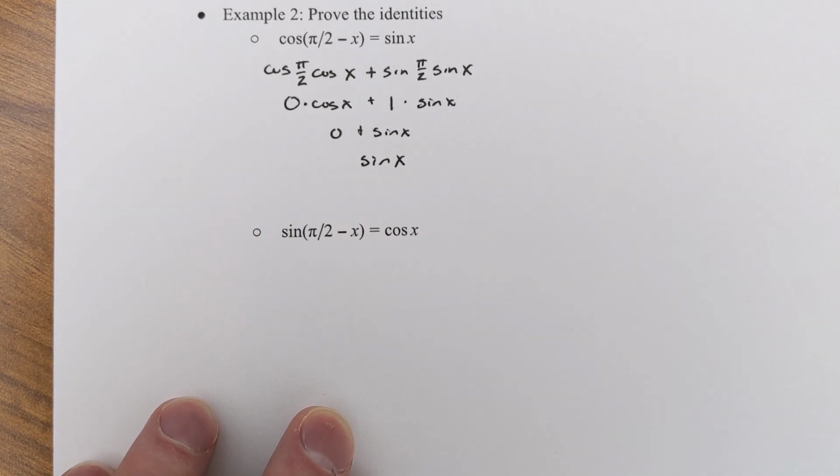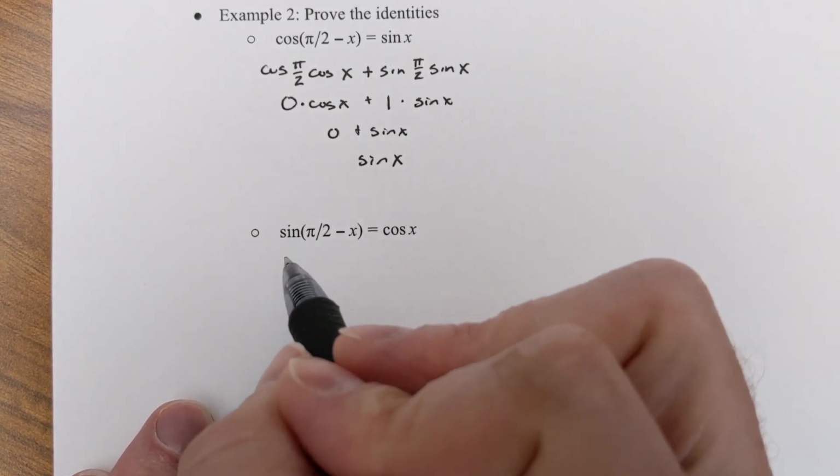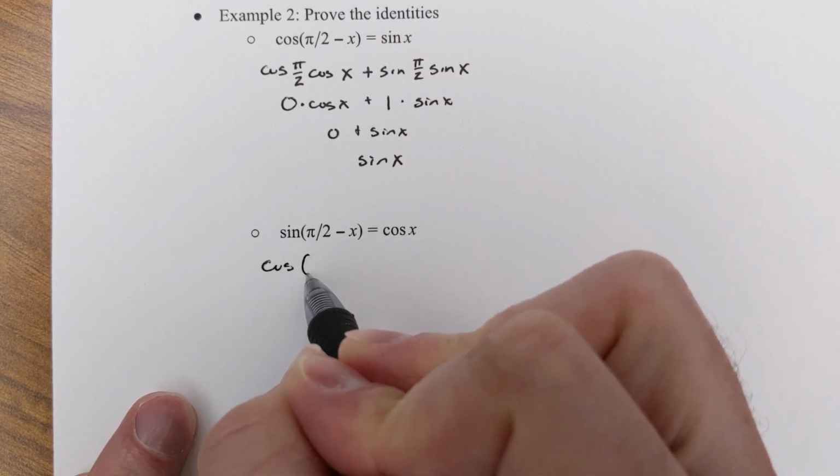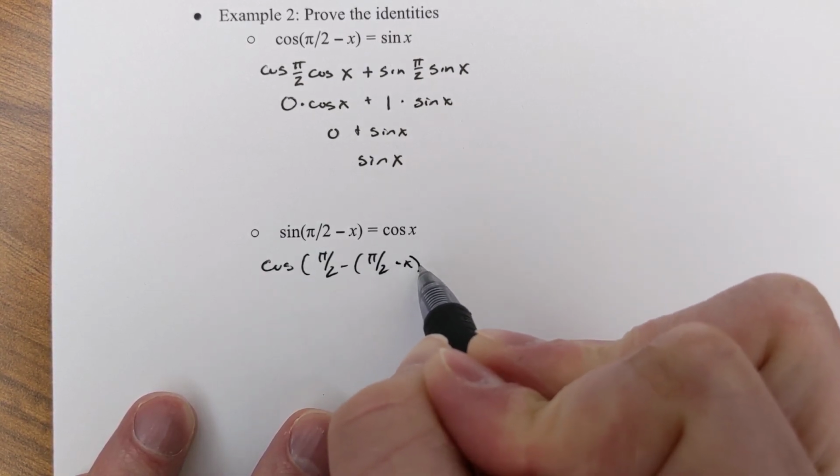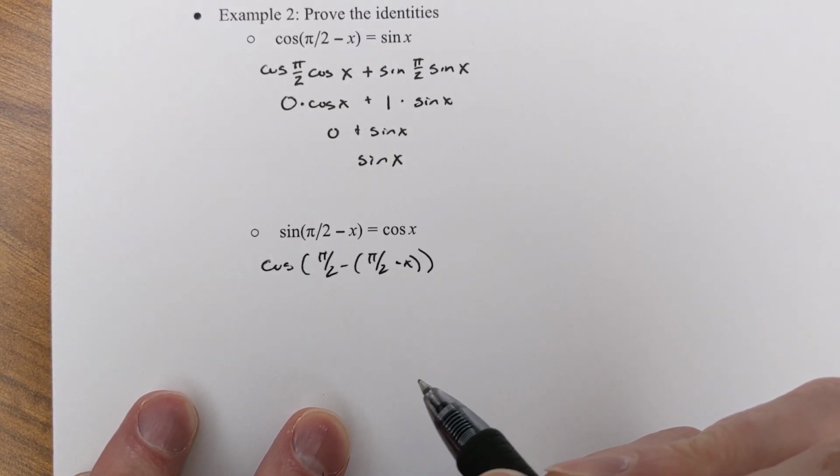All right, so let's see here. This one, right, we have to use a cofunction identity here. So this is the cosine of pi over 2 minus, pi over 2 minus x. So it'll look like this.